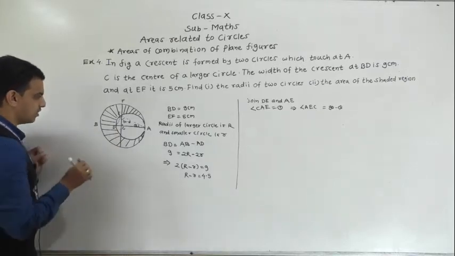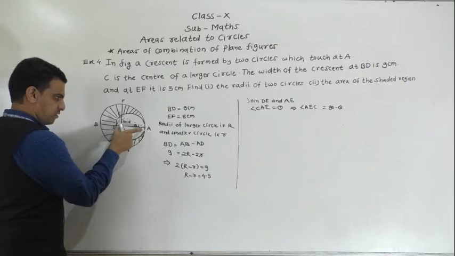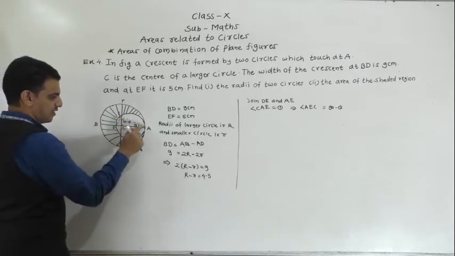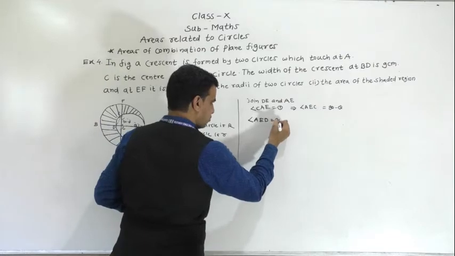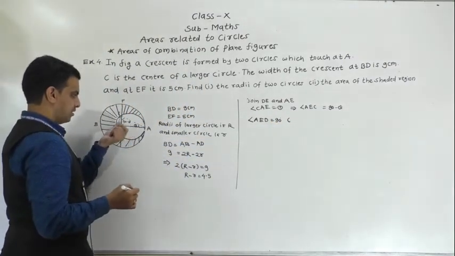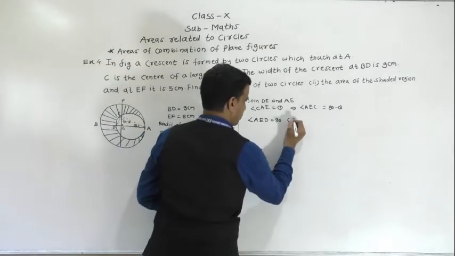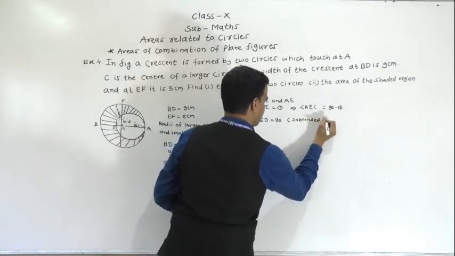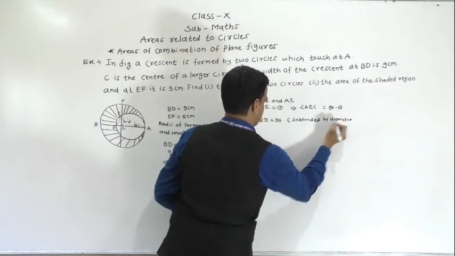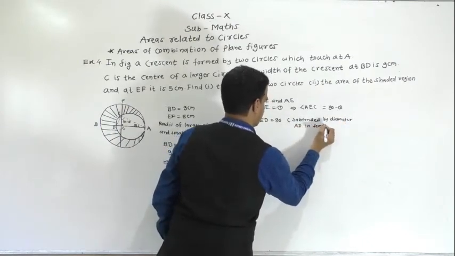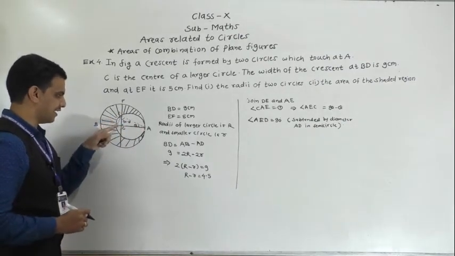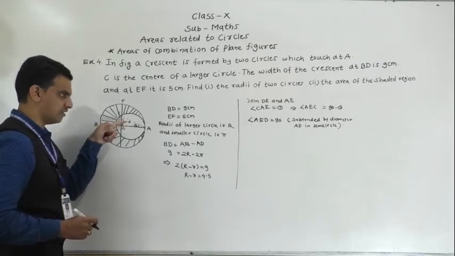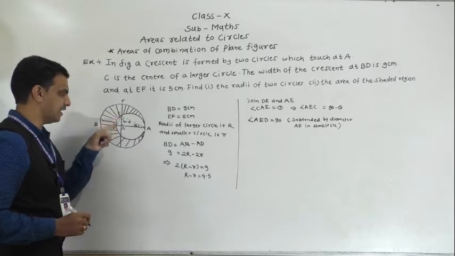Now again, AD is the diameter of the small circle. If AD is the diameter, the diameter subtends a right angle in a semicircle, meaning angle AED is 90 degrees, because this angle is subtended by the diameter AD in a semicircle. Or we can write: the angle in a semicircle is a right angle. So if angle AED is 90 degrees and angle AEC is 90 minus theta, we will get this angle CED as theta.